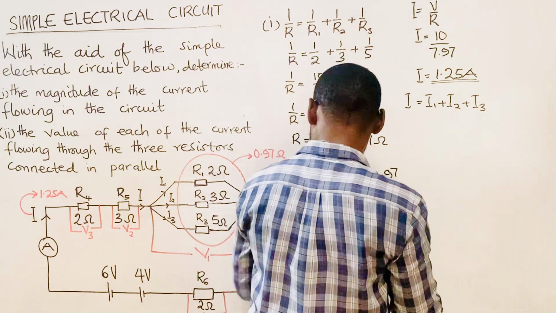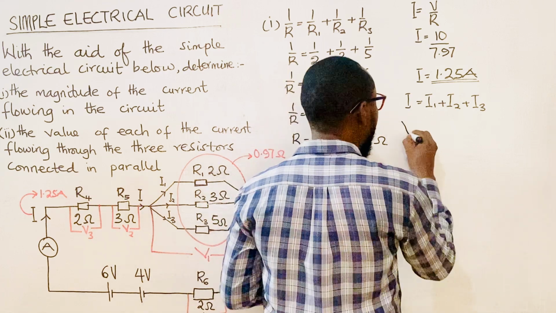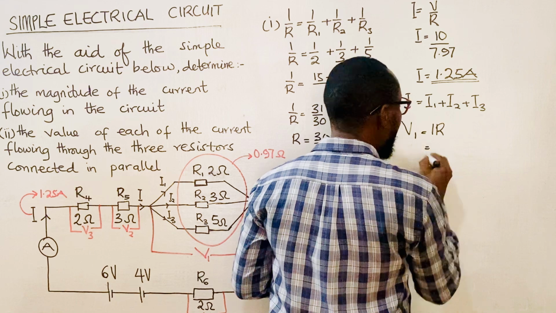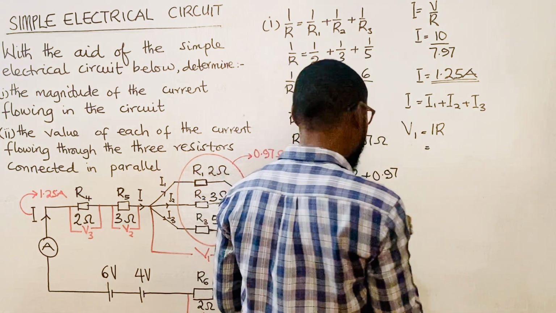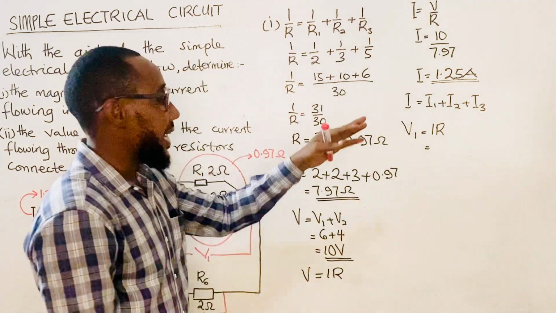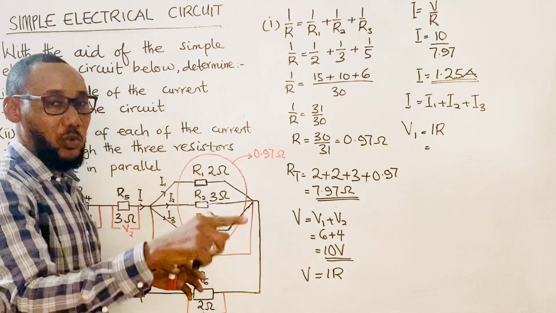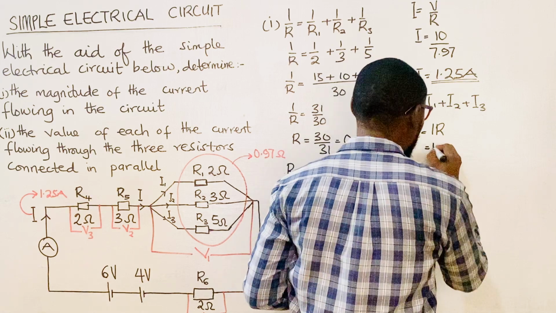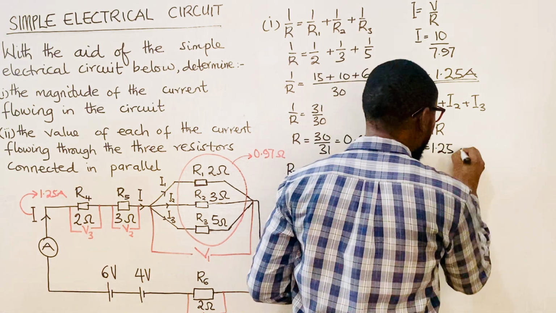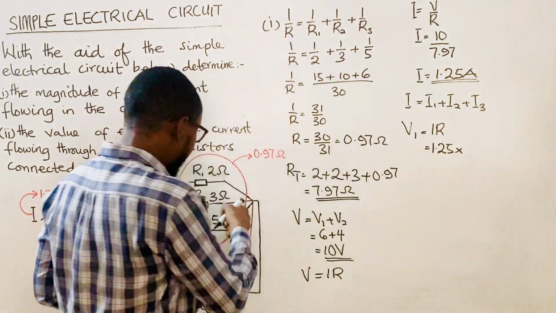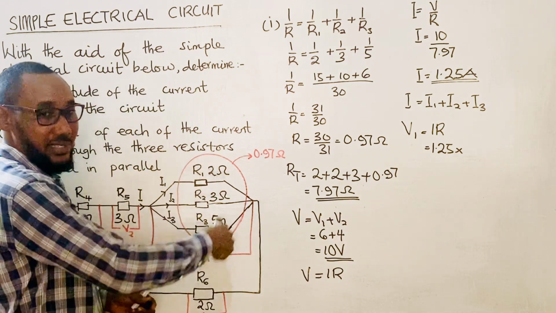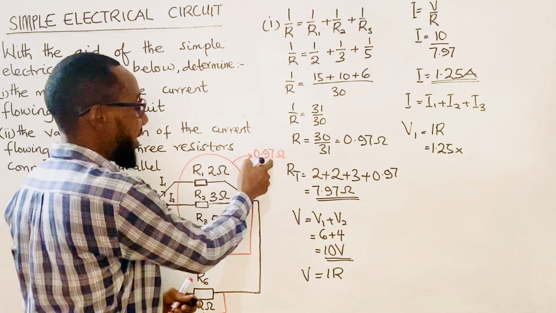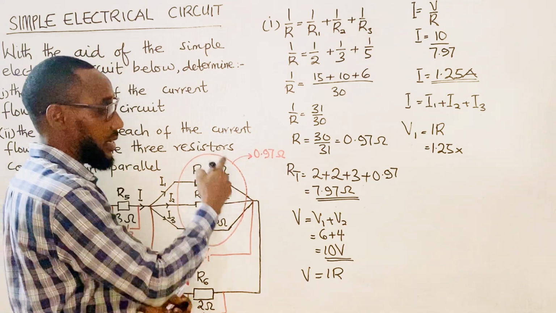So in order to determine this V, let's call it V1. V1 equals what? IR, where I is the current entering the parallel connection and R is the resistance of that parallel connection. The current entering that parallel connection is 1.25. And the effective resistance of the parallel connection is 0.97. That's the effective resistance of the parallel connection, 0.97.